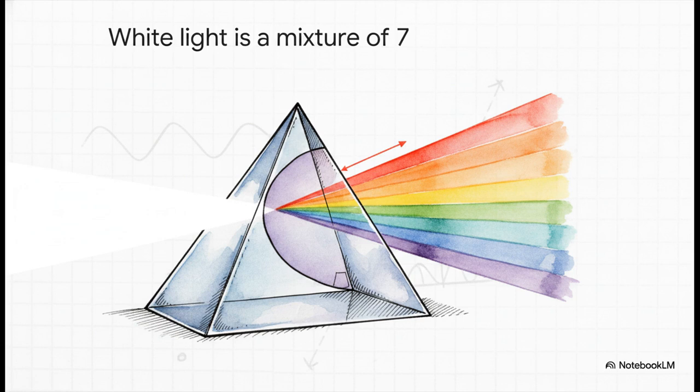When you pass a beam of natural white light through a triangular glass prism, something incredible happens. Because the light is passing from a rarer medium, the air, into a denser medium, the glass, it slows down and bends. But here's the kicker.